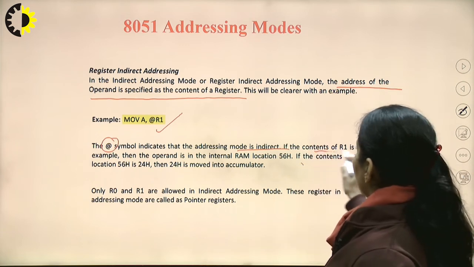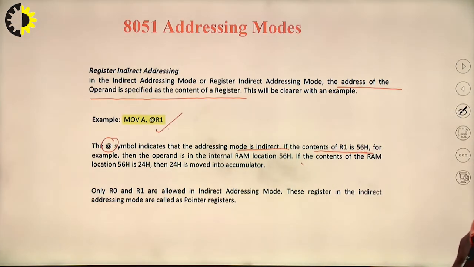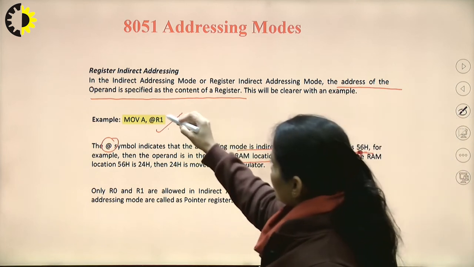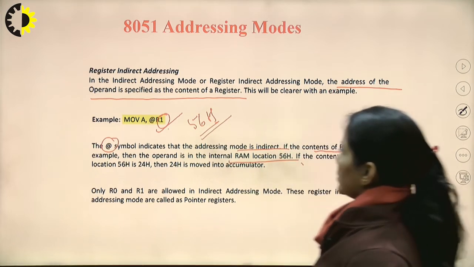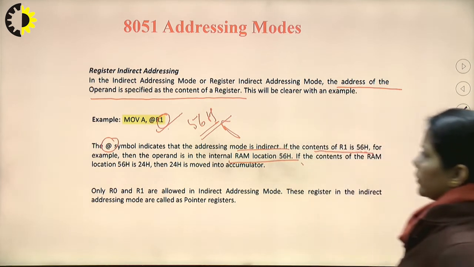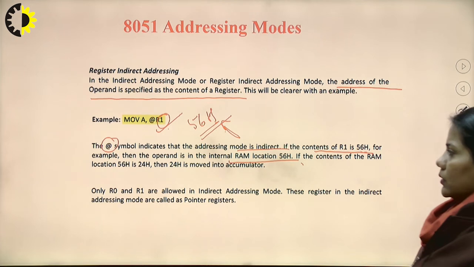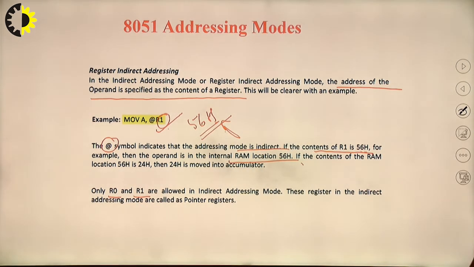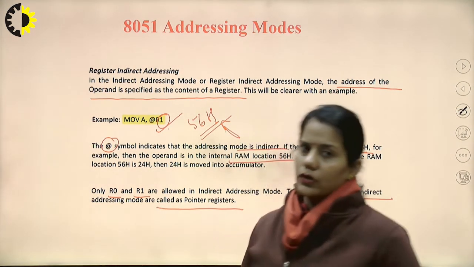So if the contents of R1 is 56H, for example, the operand is in the internal RAM location 56H. So suppose the contents of R1 is 56H. So this will be treated as the internal RAM address, and the contents at this RAM location will be treated as the data, and those contents will move to the accumulator. So only R0 and R1 are allowed in such instructions in this addressing mode. So these registers in the indirect addressing mode are called the pointer registers.